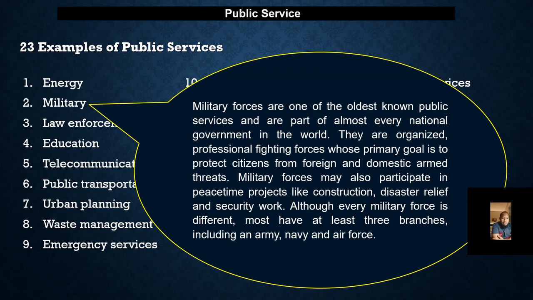Military forces are one of the oldest known public services and are part of almost every national government in the world. So military, these are the uniformed personnel, the police, the PNP, the AFP. They are organized professional fighting forces whose primary goal is to protect citizens from foreign and domestic armed threats. So they are the guardians of our borders.